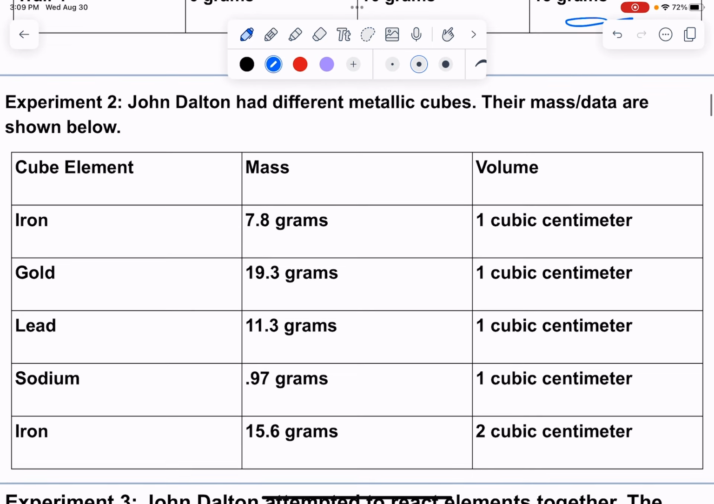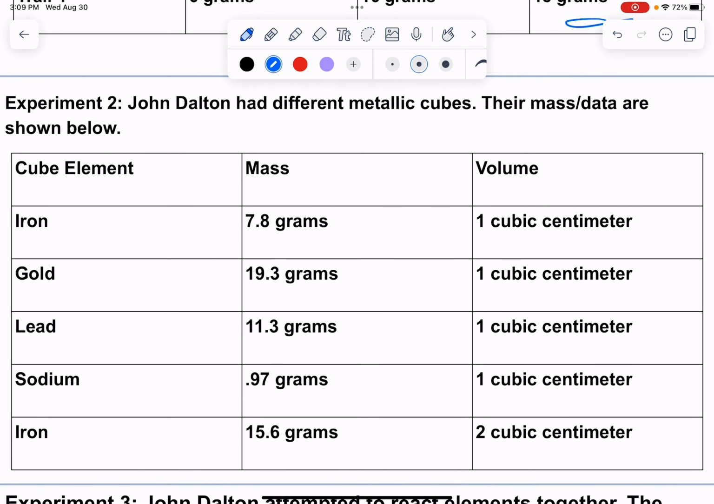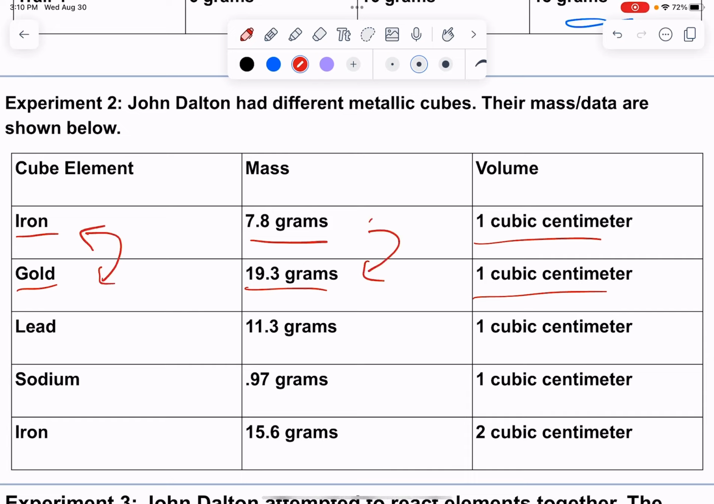Okay, so his second experiment, John Dalton had different metallic cubes, and their data is shown below. So real quick, I can look through this. This iron cube weighs 7.8 grams, has a volume of 1 cubic centimeter. Gold, 19.3 grams, 1 cubic centimeter. Well, right away I notice, hey, these are different elements, and they have different masses, even though the volumes are the same. So that tells me different atoms of different elements have different densities.